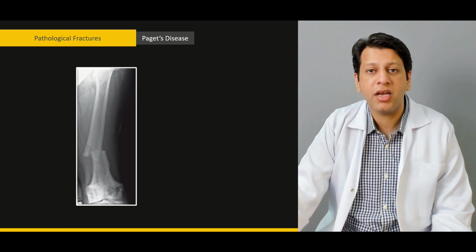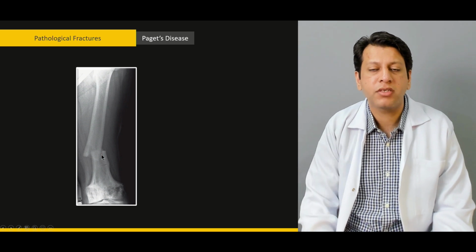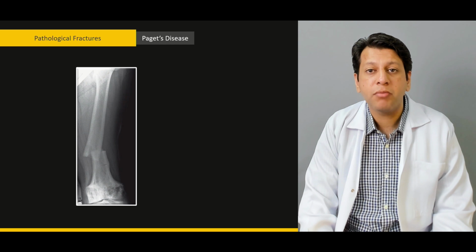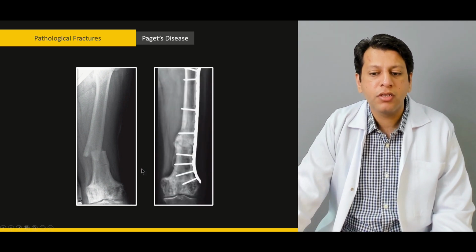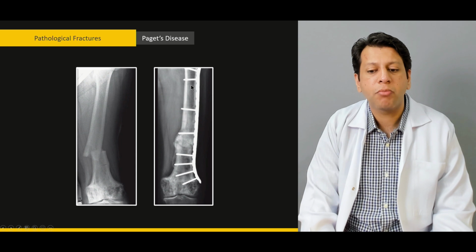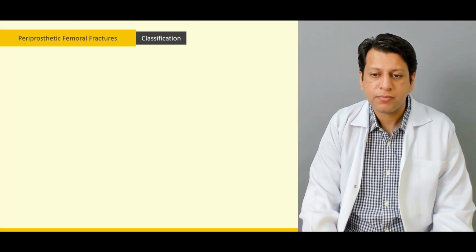There may be lytic as well as blastic areas with a transverse shaft fracture, with atypical fractures which usually do not correlate with the mechanism of injury history. They may have to be fixed with either interlocking screws or an interlocking nail, or it may be fixed with a distal femoral locking plate depending upon where the fracture is present.